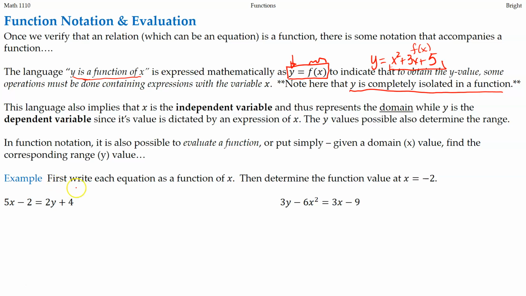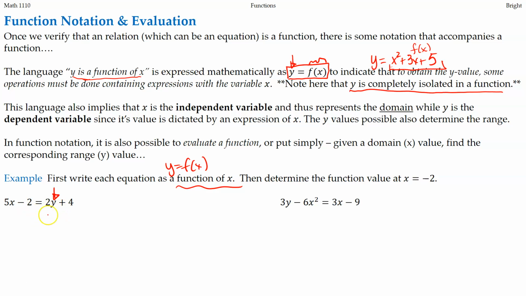So first we want to write each equation as a function of x, so that means again we want y is equal to f of x to appear. And then when we're at this point, we want to determine the function value at x is equal to minus 2. So to get to this point, y is equal to f of x, we need to isolate y. So we need to solve for y, and this isn't too bad. We've been used to doing this for quite a while.